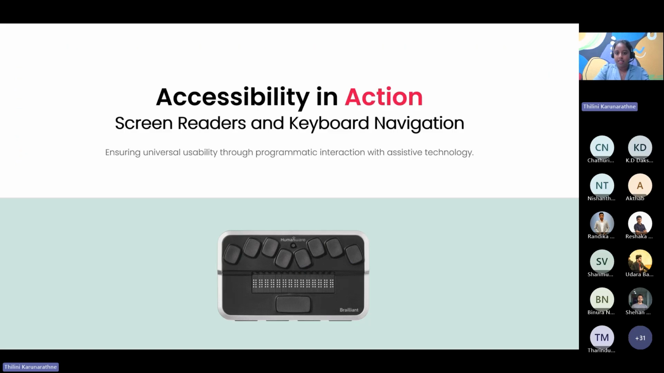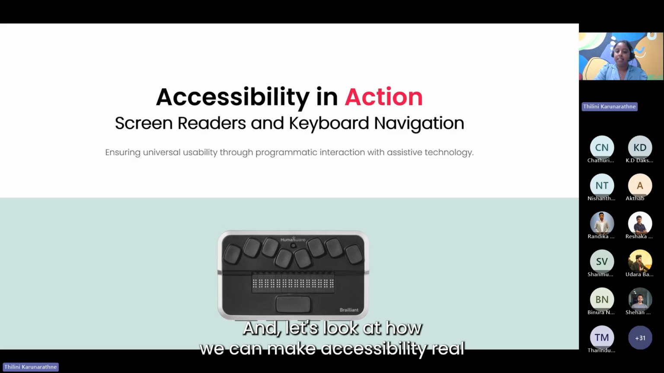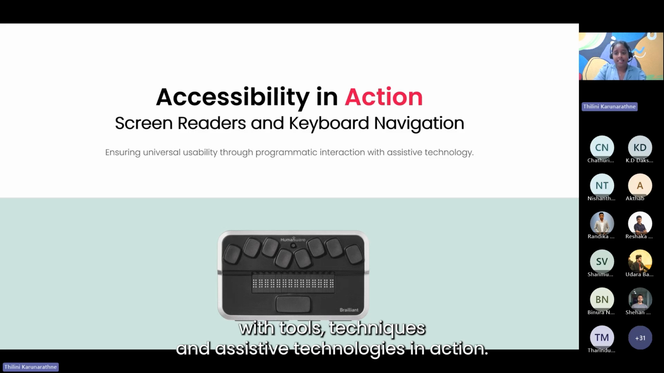Here we come to the next one. It's about accessibility in action. Now we have seen the risk of ignoring accessibility, and let's look at how we can make accessibility real with tools, techniques, and assistive technologies in action.